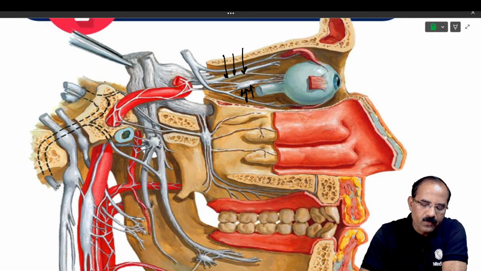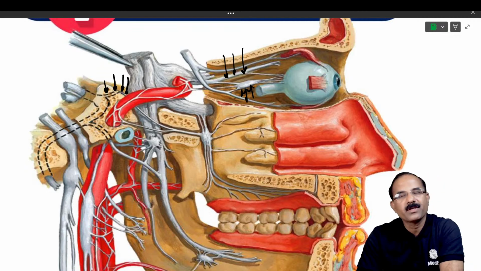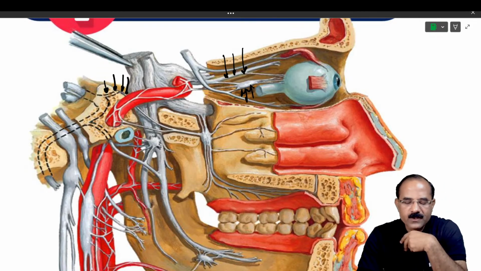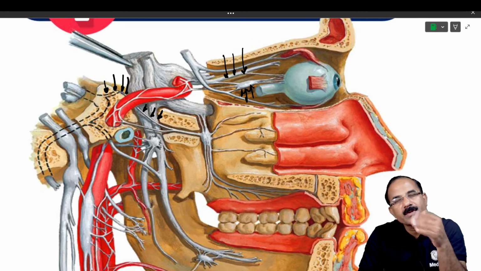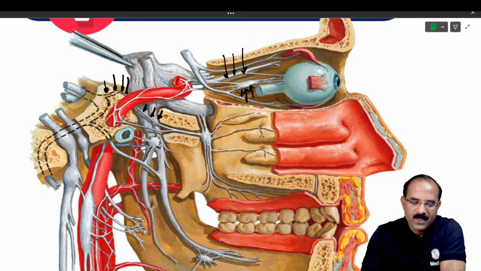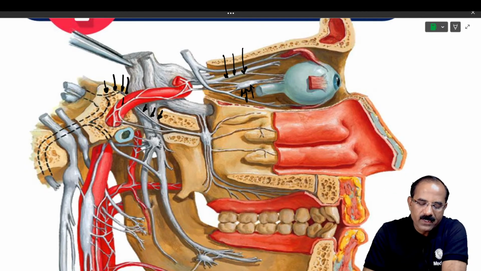What is this now? What is this branch? This is the greater petrosal nerve. Greater petrosal. It is going behind the artery. Now this greater petrosal nerve will join with the sympathetic plexus. So what is seen in white, that's the sympathetic plexus.